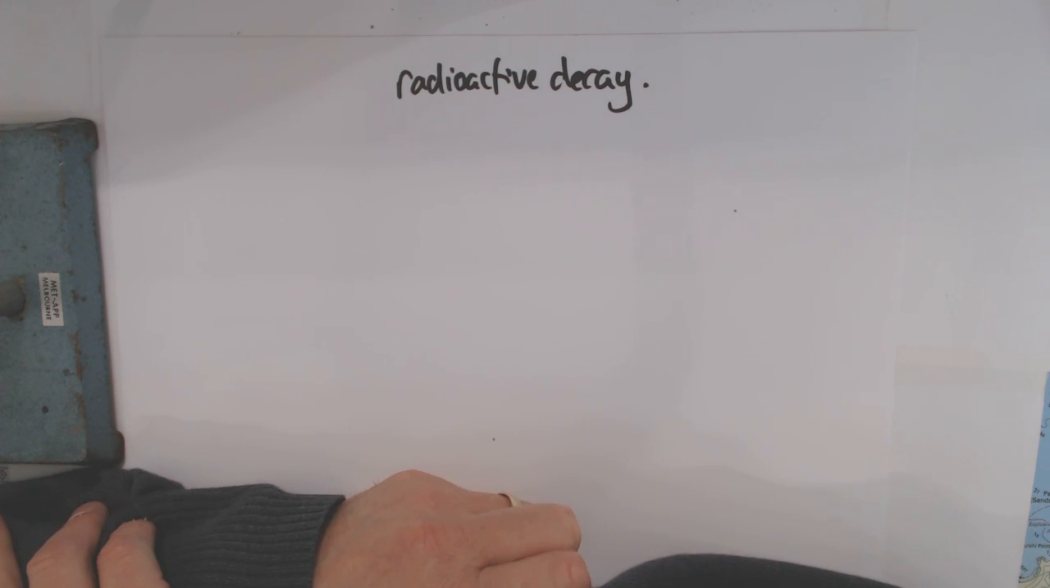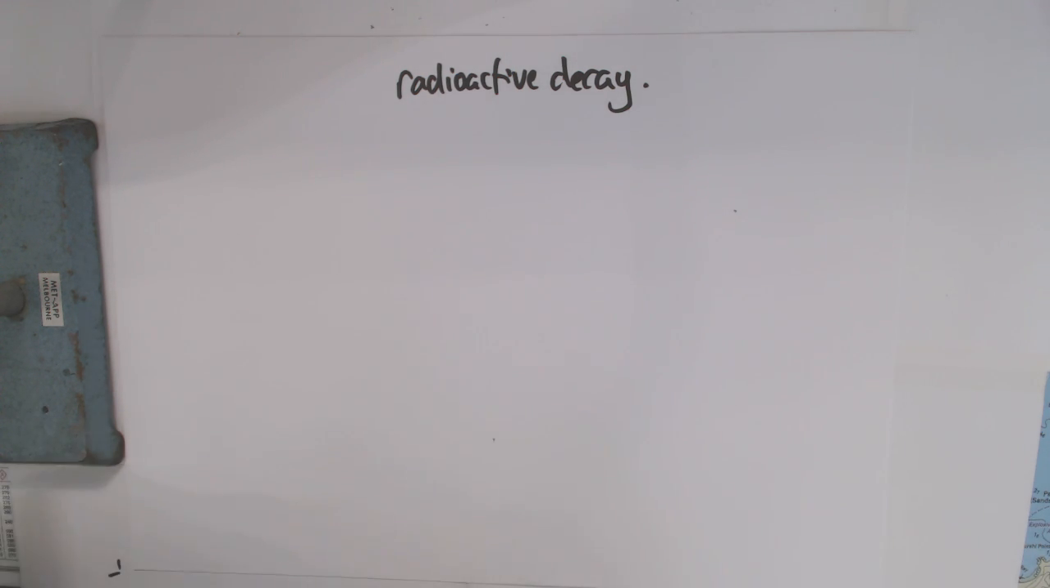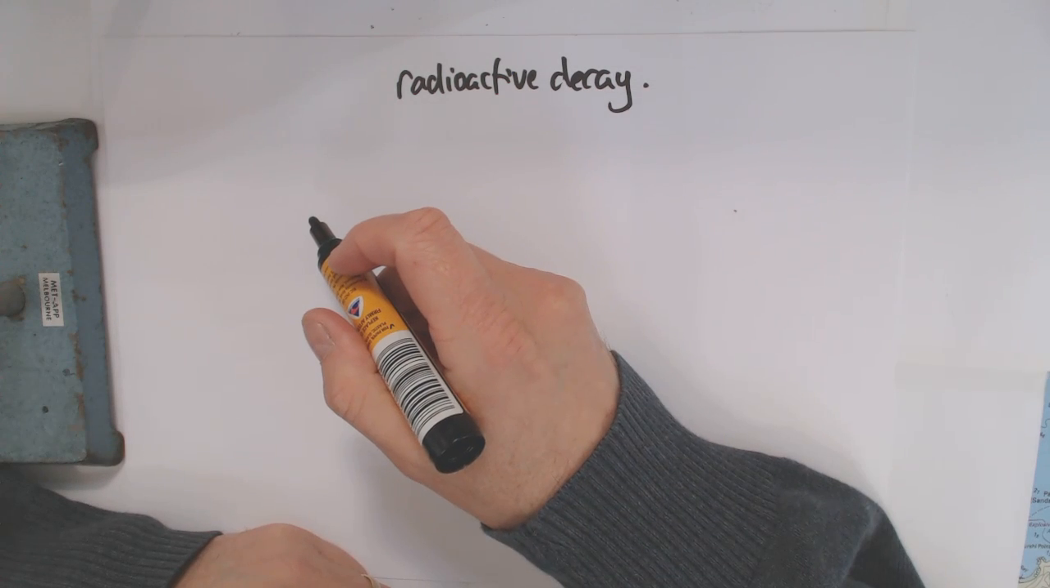that time, half of them will have decayed. We can't predict for a given nucleus when it's going to decay. We just have this probability that it will decay in that time, or 50% chance. So I just wanted to look at the maths of this.